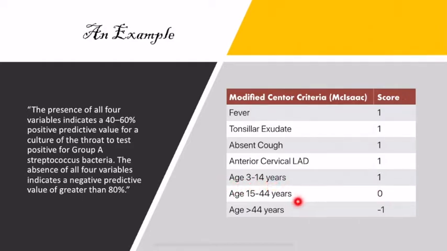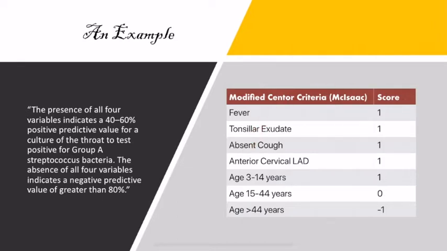It's neutral, in other words, it's much less prevalent when you're 15 to 44, but it doesn't lose you points, it just doesn't get you extra points for consideration. And if you're more than 44 years of age, you're very unlikely to have strep pharyngitis, so you lose a point out of your Centor criteria.